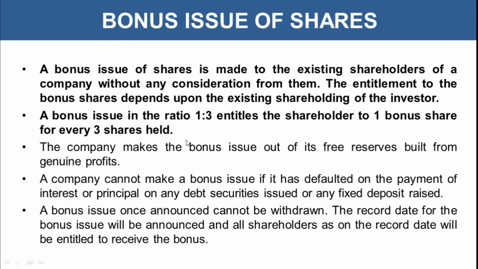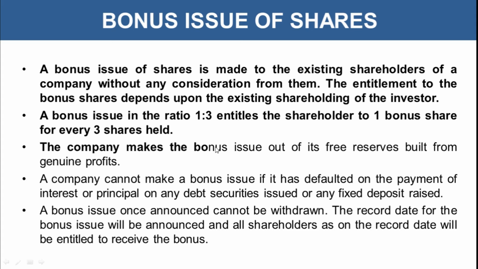So, for example, if a bonus issue is in the ratio of 1 is to 3, it means that the shareholder who is having 3 shares will be given one extra bonus share. So, this is how generally the bonus issue of shares is done in ratios.